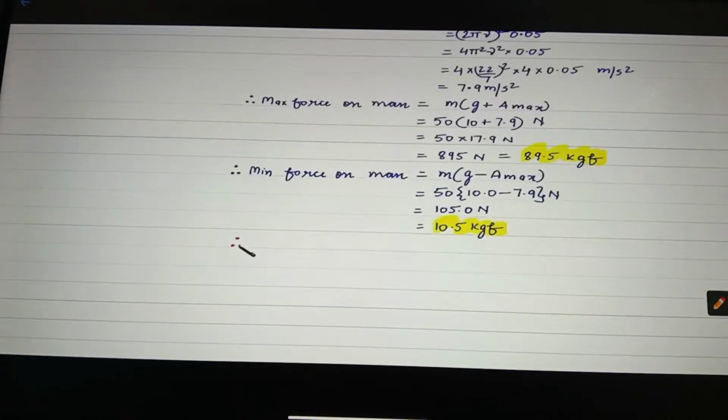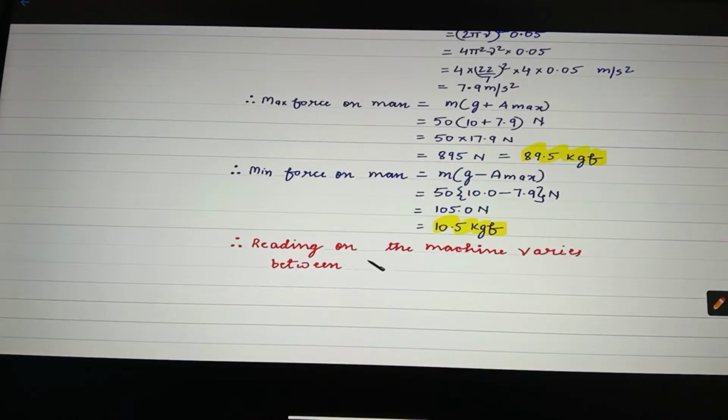Therefore, we can say that the reading on the machine, that means the weighing machine, varies between 89.5 kilogram force and 10.5 kilogram force.